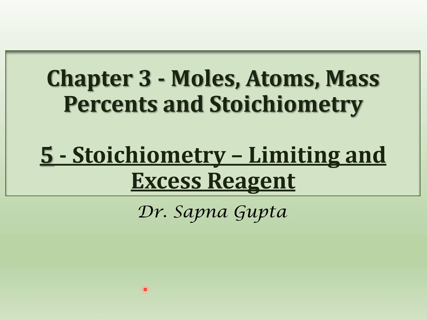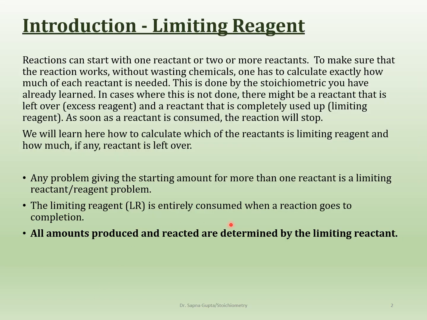So the last portion of chapter 3 is limiting reagents and excess reagents. So we're still doing stoichiometry, which means that we're still talking about reactants and products and equations and whatnot. Now we need to deal with the case where you have more than one starting material, which means more than one reactant. Then you want to make sure that the reaction works but without wasting any chemicals. So you want to make sure that you calculate properly how much you need.